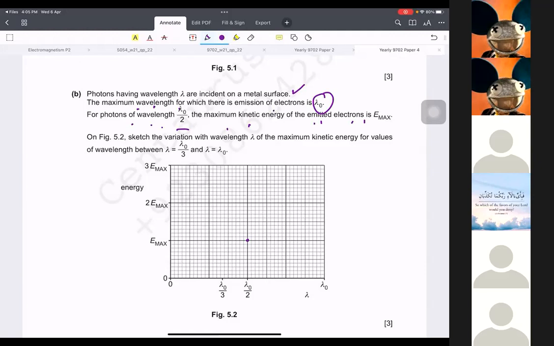All right, so if you look at it, you will see that it's like a maximum energy. At this point, it should have no energy, right? Lambda naught. So then, at 0, don't you think so? At 0, it should be more?